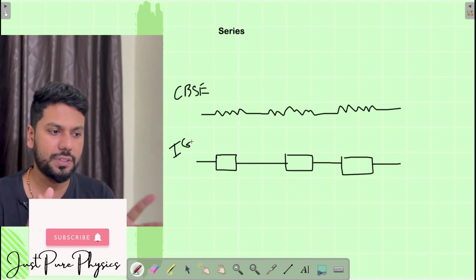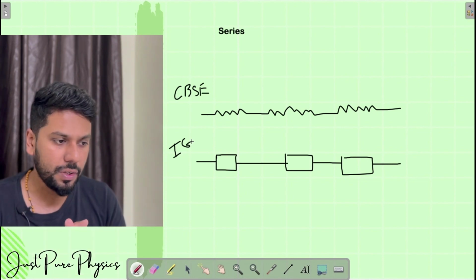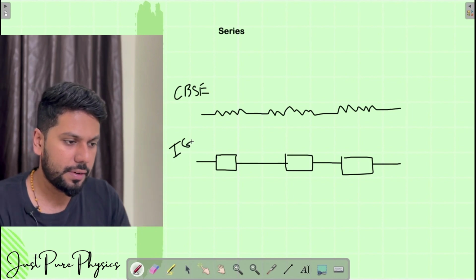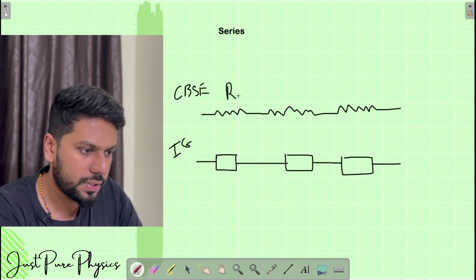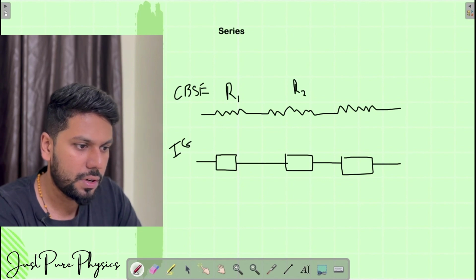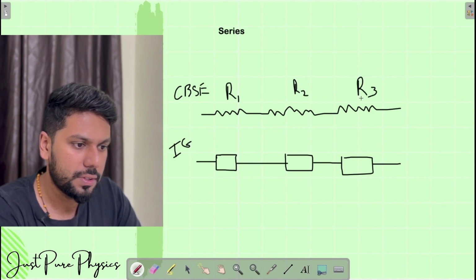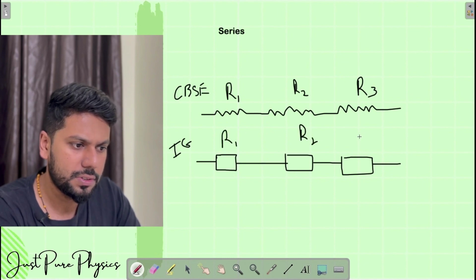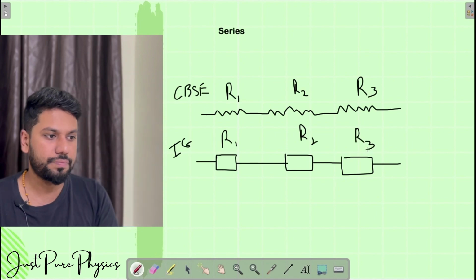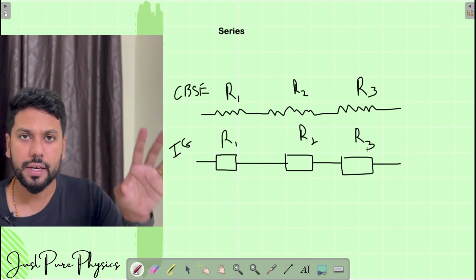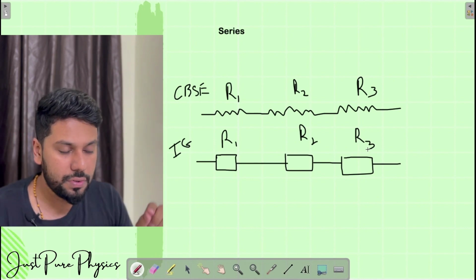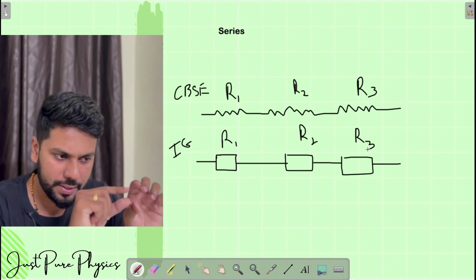Just understand what is the physics happening in this. Now you see, when all the resistors have resistance values R1, R2 and R3, same thing is for even the other one. Just the symbol is different, nothing else. Now three resistors are kept in series, R1, R2, R3. Now you see, all of them are in a straight line.